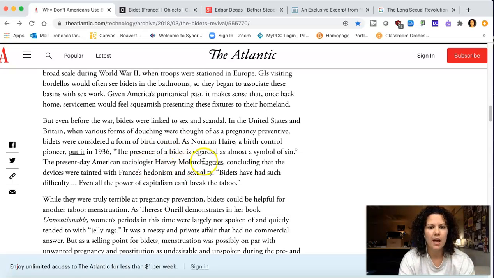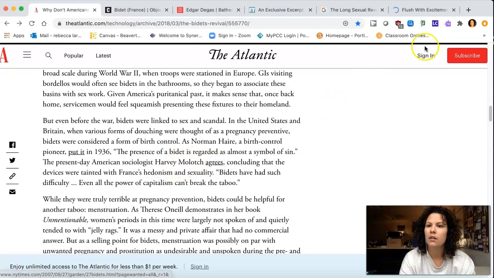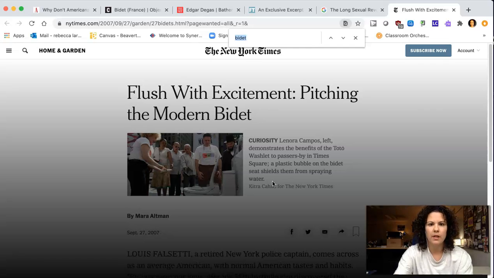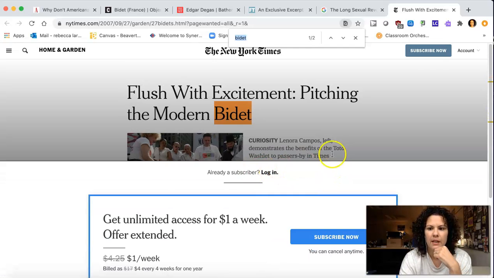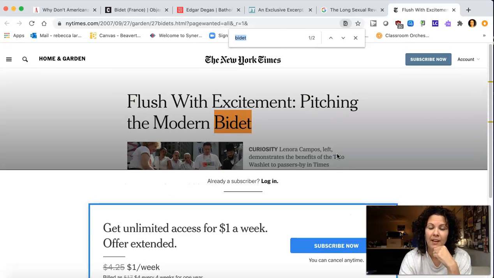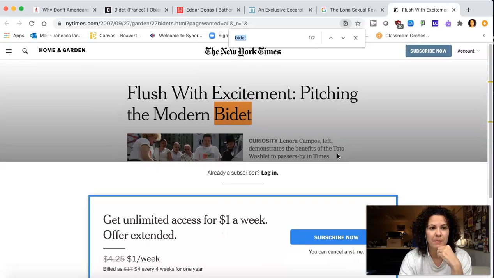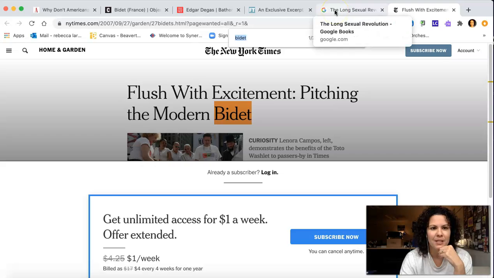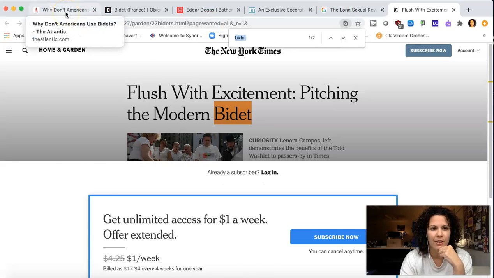And now we have a sociologist, Harvey Molotch. And here we have a New York Times article that she was reading. So I'm going to Control F on this one and put in bidet. Sorry about this. Oh, I don't have access to it, like you may not. I actually can go through the Washington County Library and get access to this, but I'm not going to do this now because we are on a time crunch and I don't want this to be too long. But I will link that if you're not sure how to do that.